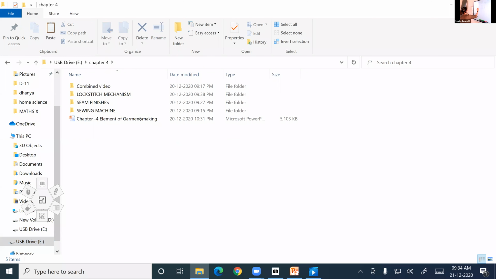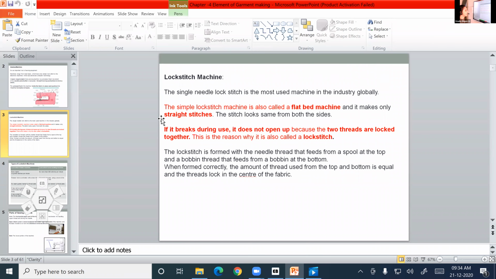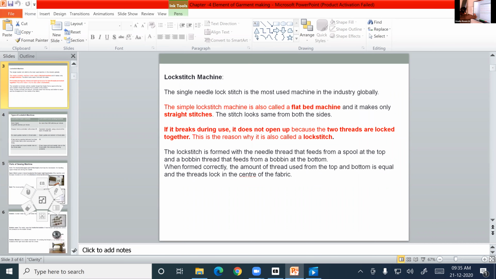So have you understood how the lock stitch machine works? Do you have any doubts in that? Understood, right? This is the only way I can show you right now. Okay, so that is lock stitch.